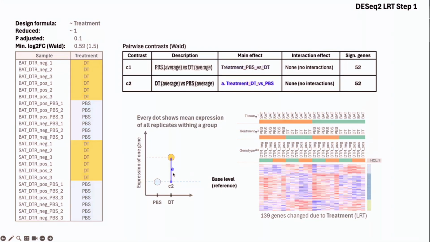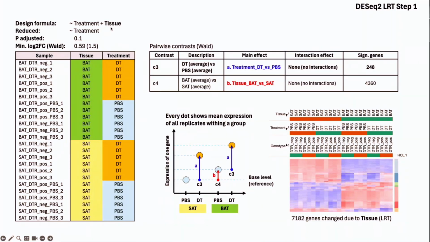Now let's make it more complex. We will add one more term, tissue. In this case, we will first run the LRT test, which will show us all of the genes that are different because of the tissue. Because you see, reduced has only treatment, the design formula has treatment plus tissue. So all of these genes, and we can clearly see the pattern, are changed only because of the tissue. And this is the output of the LRT test.